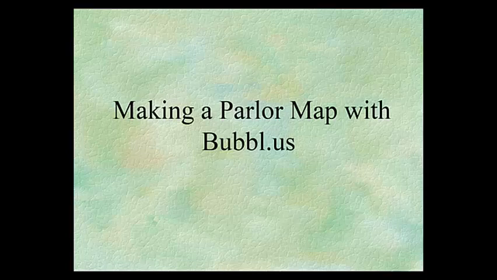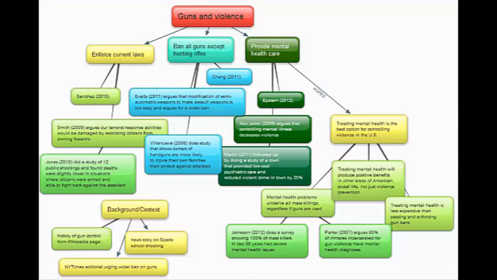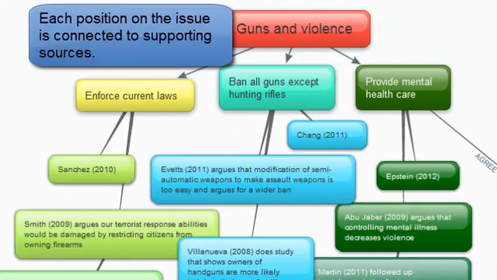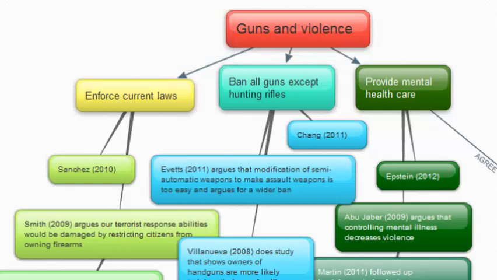Today we will be looking at how to make a Parlor map using bubble.us. A Parlor map is a visual technique you can use to discover the logical connections among the sources you've found for your research paper. These connections will help you understand the previous work on your topic better and explain it more clearly to your readers.